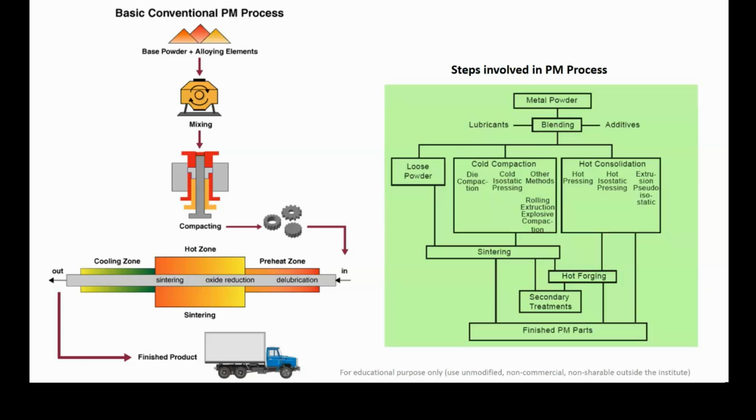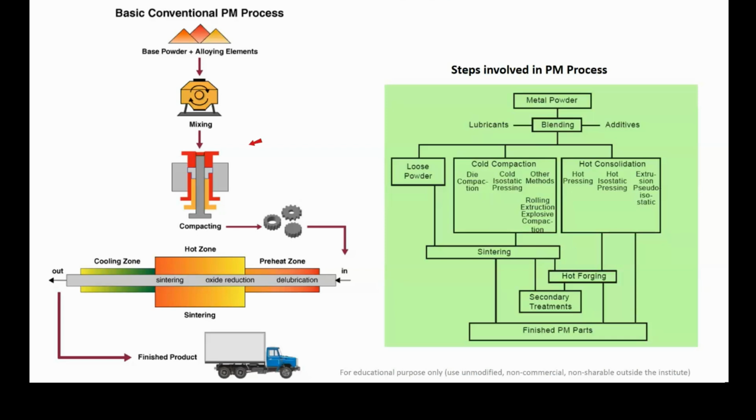We also add certain lubricants and additives. What is the role of lubricants and additives? These help the powders to mix thoroughly and to make a uniform mixture. Lubricant also sticks on the surface of the powder particles, and then this powder mixture is poured into a die cavity.